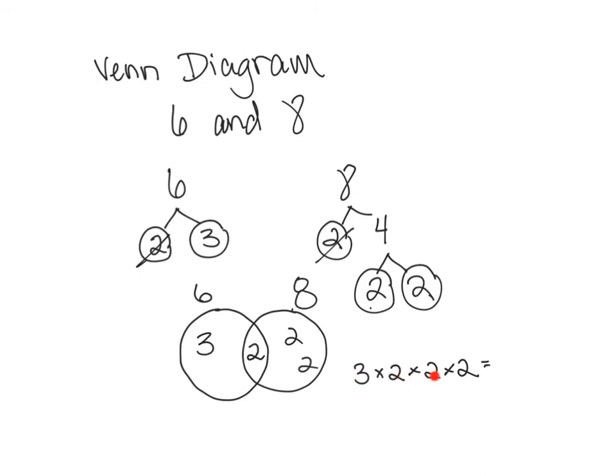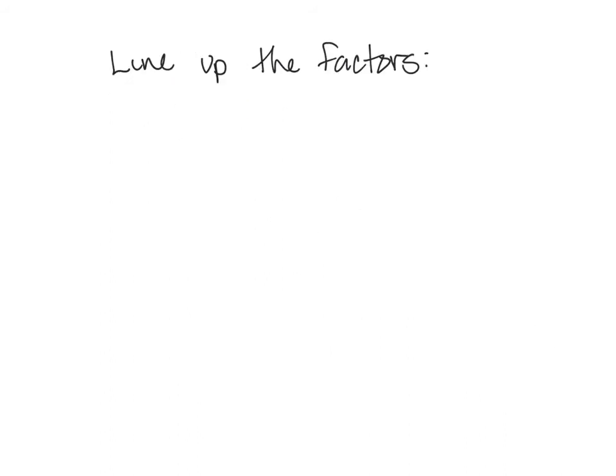6 times 2 is 12. 12 times 2 is 24. The LCM, as we already knew from the previous one, the LCM of 6 and 8 is 24. It's the first point at which those numbers will meet when you count by both numbers. That was the second way they showed us.